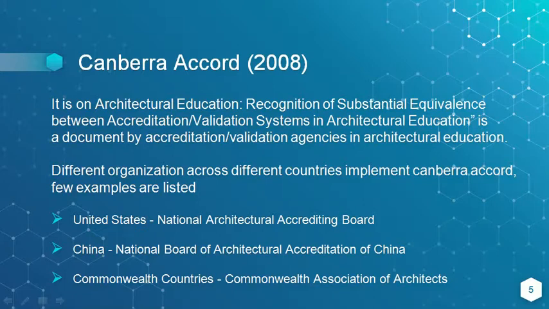In the United States, we have the National Architectural Accrediting Board. For China, the National Board of Architectural Accreditation of China. For Commonwealth countries, of which India is one, we have the Commonwealth Association of Architects, which is responsible for all the Commonwealth countries. So this is the Canberra Accord, which is basically for the architectural stream of study, initiated in 2008.